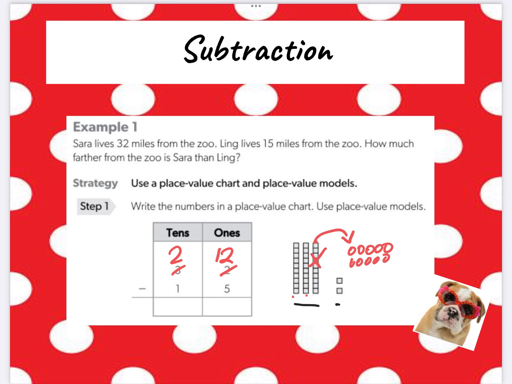So let's go ahead and take away 5 ones. 1, 2, 3, 4, 5, which leaves me with 12 minus 5, which is 7. And take 1 more 10 away, which leaves me with 2 minus 1, which is 1.